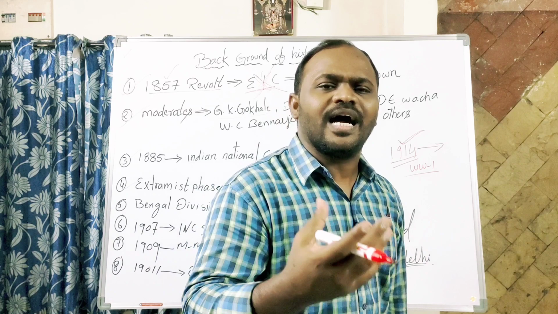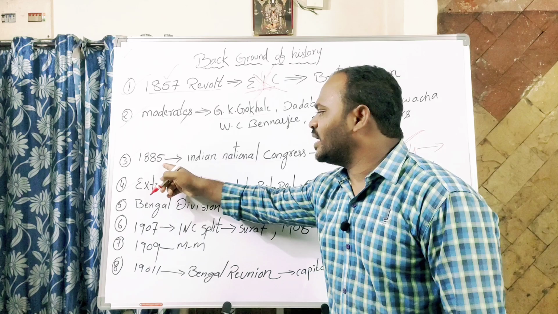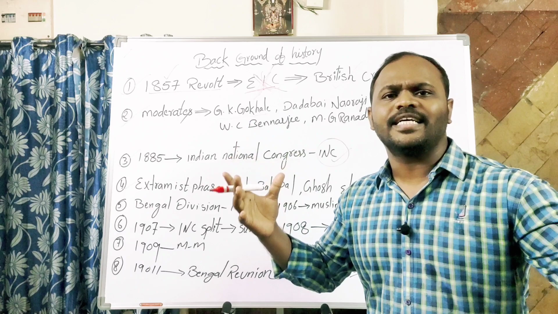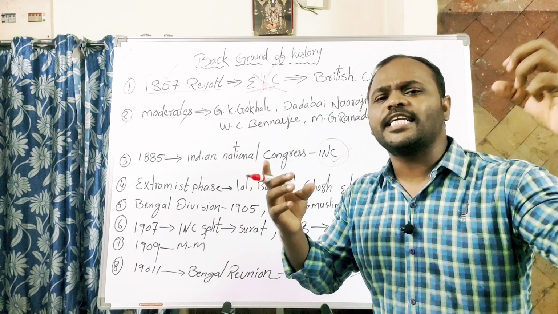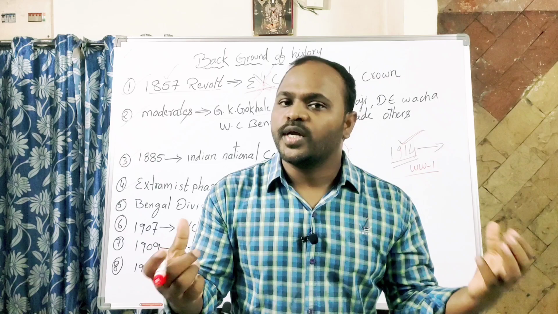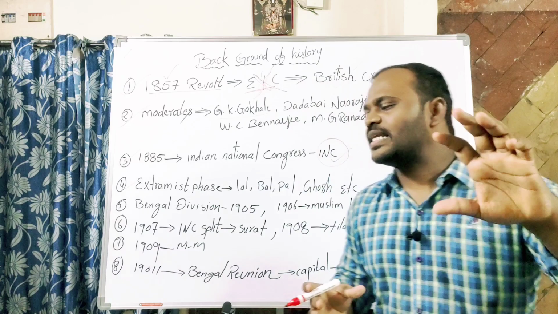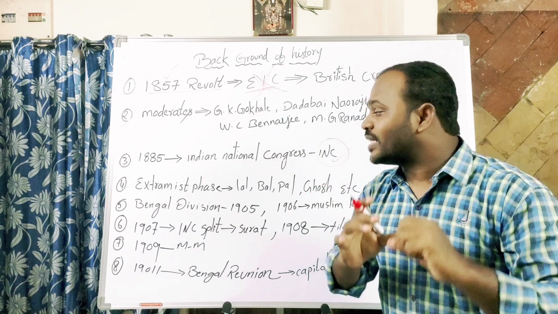But let me tell you, before 1885, there were many small organizations. For example, Bengal organizations, peasant organizations, there are many small organizations. See, whenever there are small organizations, is it possible to get good results? Not possible practically. That is the reason why in 1885, all the small organizations were grouped together and we started something called the Indian National Congress.